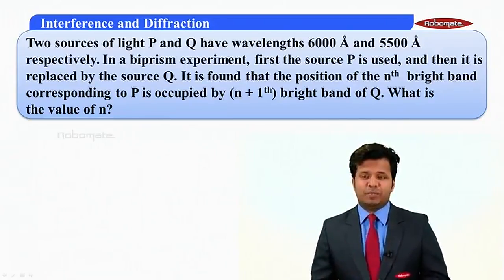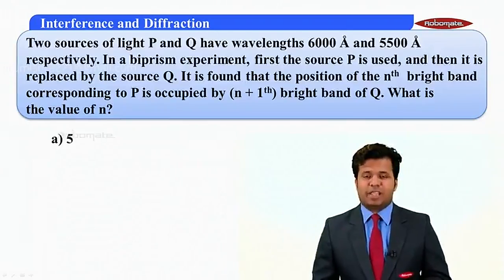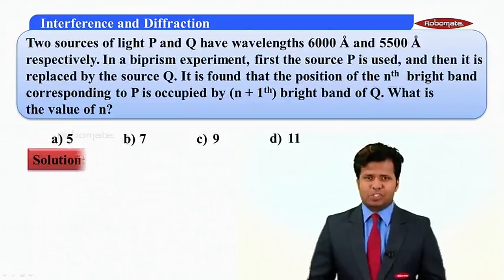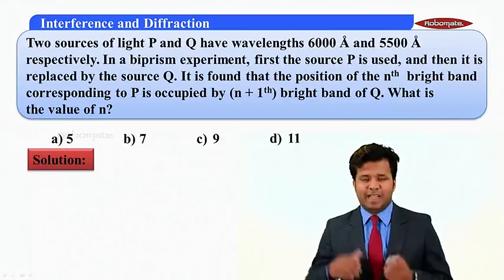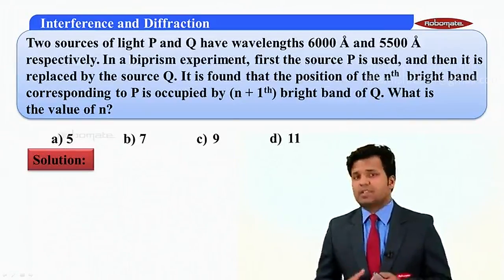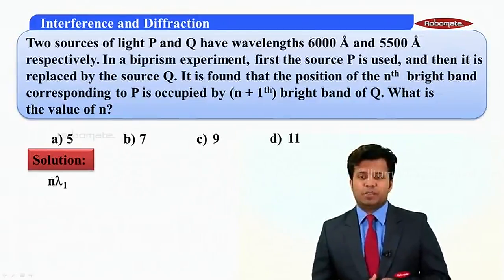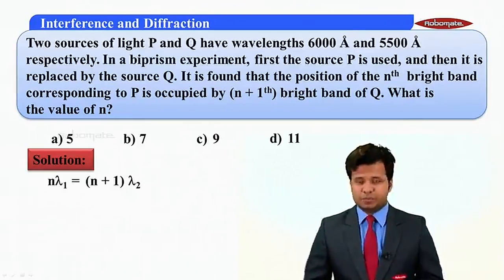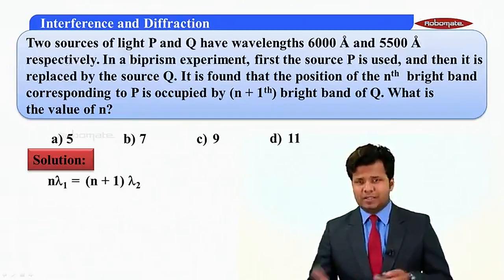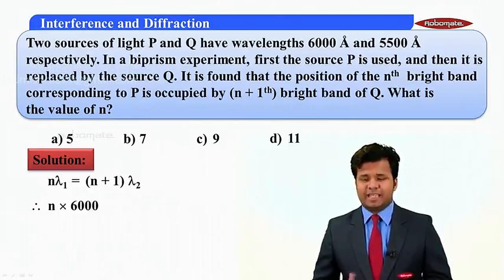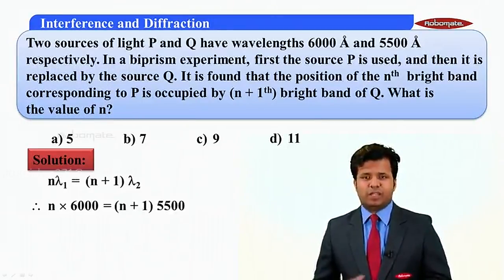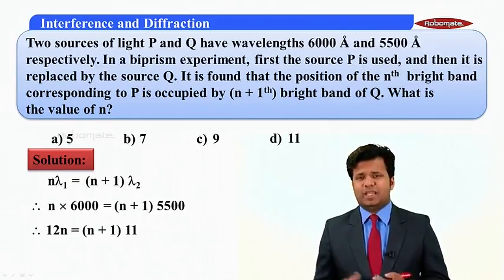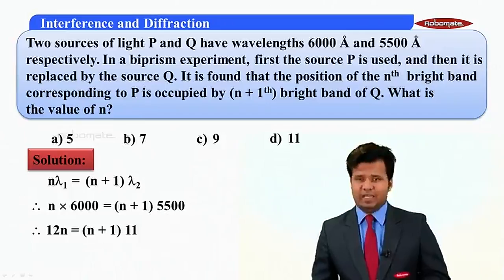So let us start the equation. Let us first of all check the options: 5, 7, 9 and 11. My solution would start from the first concept that n1 lambda 1 is equal to n2 lambda 2. So n lambda 1 equals (n plus 1) lambda 2. Substituting the respective values, n into 6000 equals (n plus 1) into 5500. On simplifying this, it will be 12n equals (n plus 1) 11.